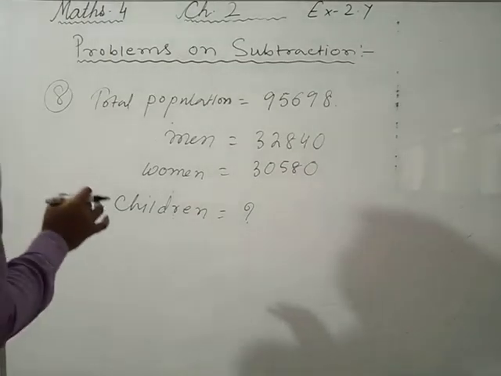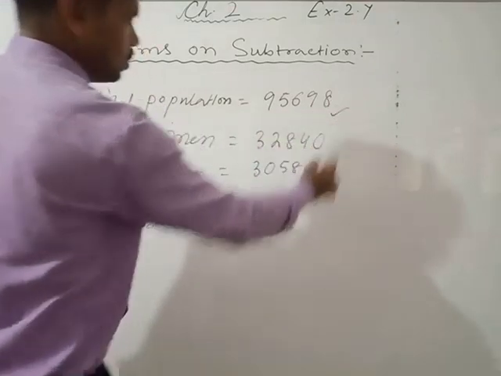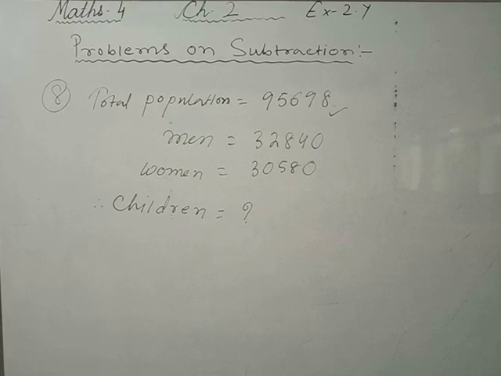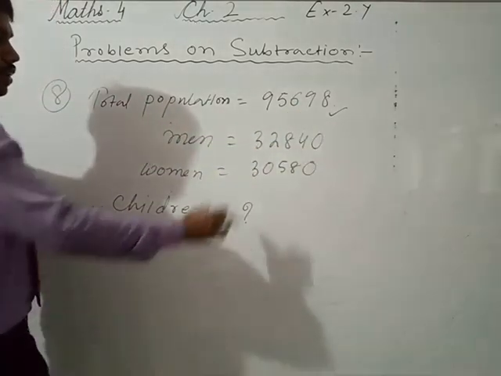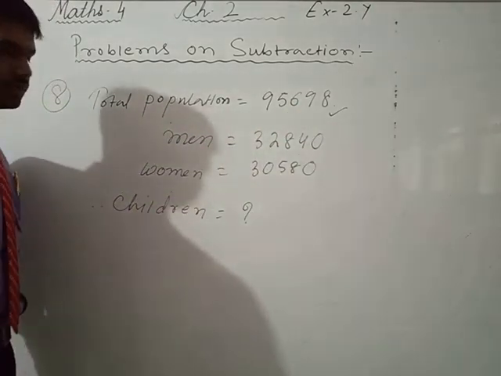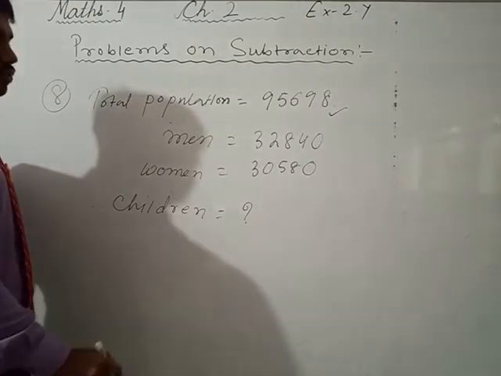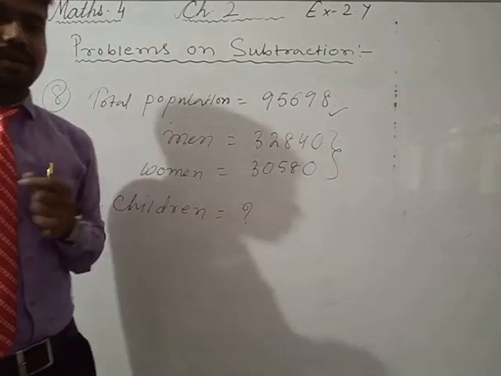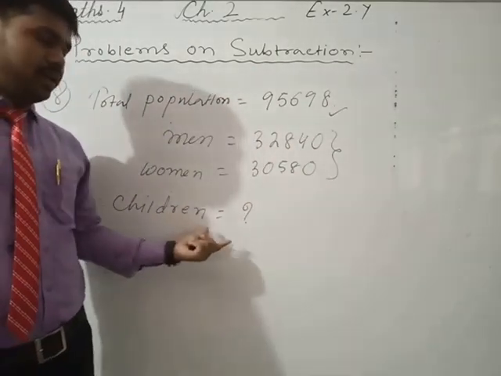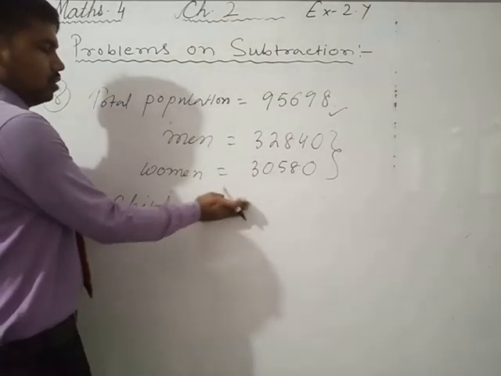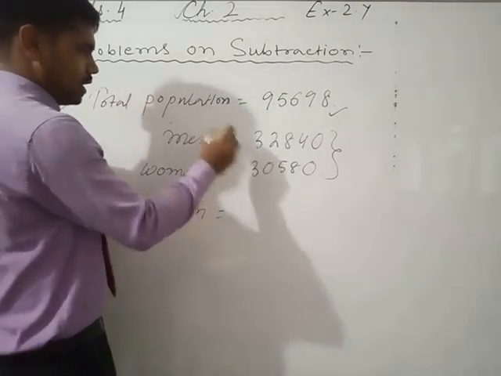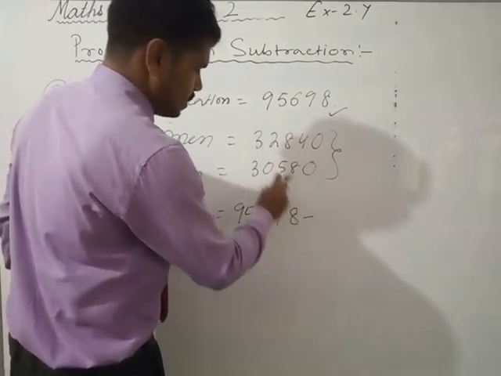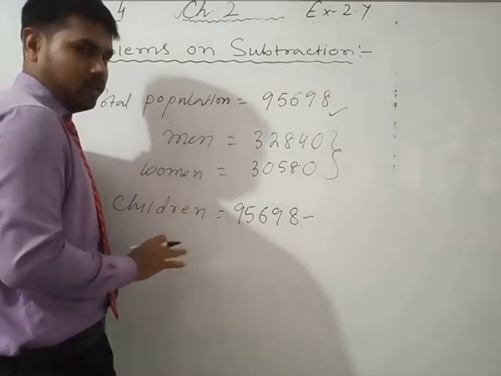The next question: the total population is given, this much. Man is given this much, and woman is given this much. You have to find the number of children. First you have to find the total of man and woman, and then subtract it from the total. Otherwise you can also find it directly. Directly, you subtract from the total population 95698 the sum of these two, man and woman.